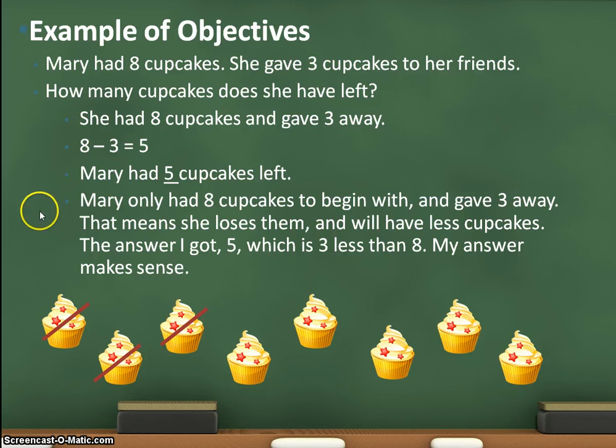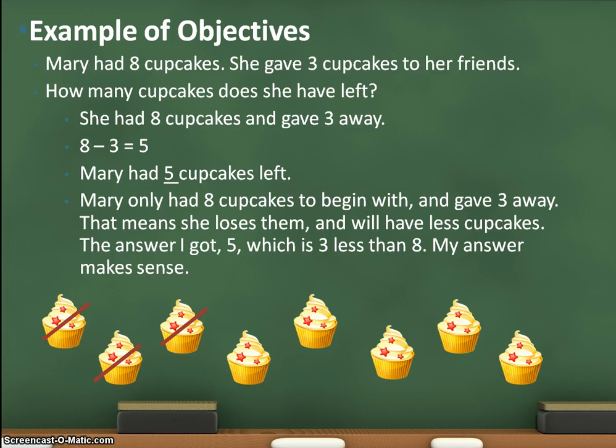The self-talk portion is where we go back through. Mary only had 8 cupcakes to begin with and gave 3 away. That means she loses them and will have less cupcakes. The answer I got, 5, is 3 less than 8. My answer makes sense.